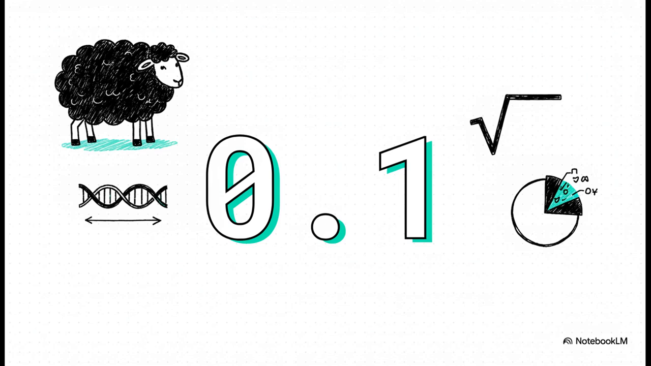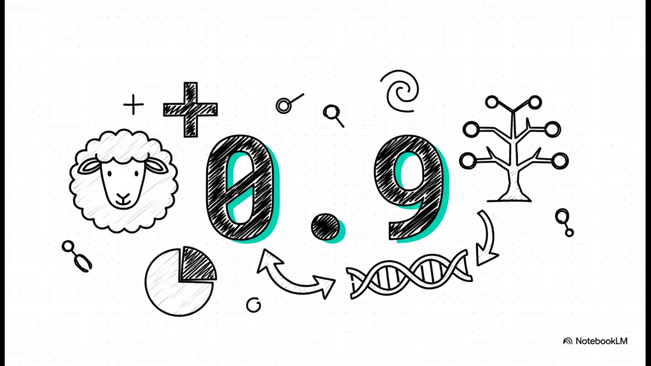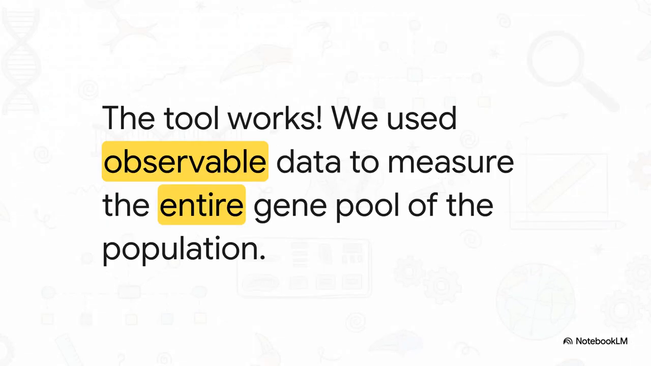So we now know that 10% of all the alleles for wool color in this entire population are the recessive black wool version. And for the grand finale, we just go back to that first simple equation, p + q = 1. If we know q is 0.1, well then p has to be 1 minus 0.1, which leaves us with 0.9. So 90% of the alleles floating around in this sheep population code for the dominant, white wool. And boom! Just like that, we took one small, observable fact and used it to paint a complete picture of the population's entire gene pool.